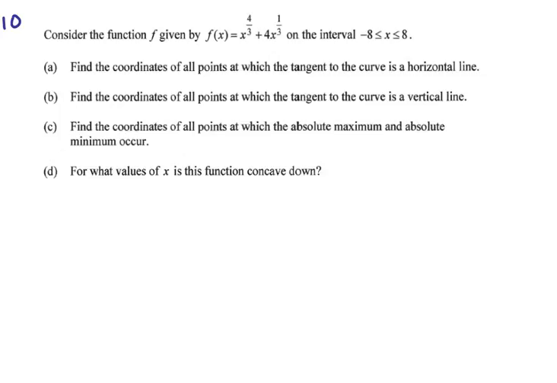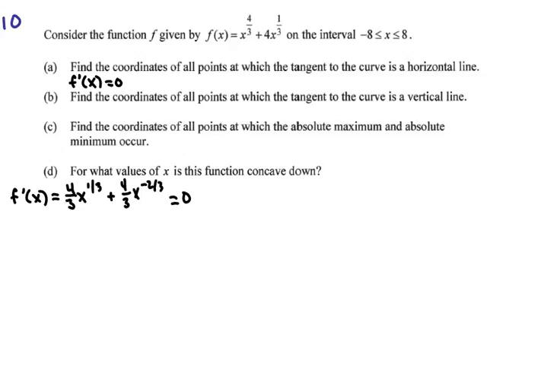Alright, this is a redo of problem number 10 with a little change in the way we handle the algebra related to rational exponents. For A, we want to find the coordinates of all points at which the tangent is a horizontal line. So we need the first derivative, set it equal to 0, and solve for x. The first derivative then is 4/3 x to the 1/3 plus 4/3 x to the negative 2/3. Set that equal to 0.